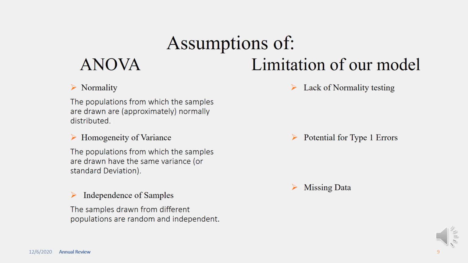Usually, when testing ANOVA, certain assumptions are made, that is, normality, homogeneity of variance, and independence of samples. However, within our model, lack of normality was constant, alongside missing data from uncollected samples or uncollected respondents. Additionally, there was the existence of potential type 1 errors across the different research designs and the research study. Now, this leads to problems within our estimation.